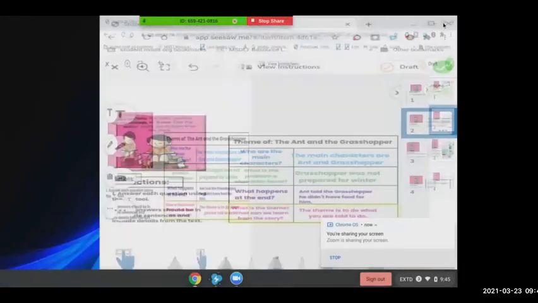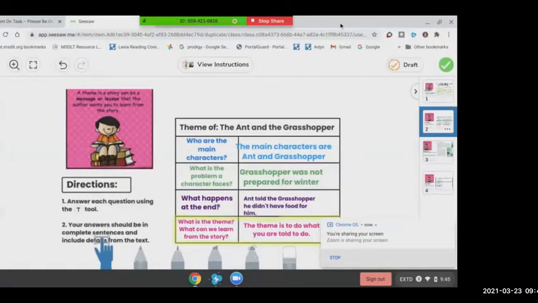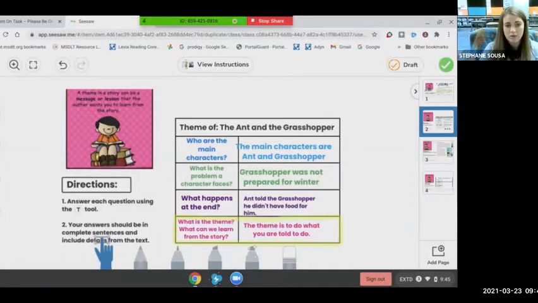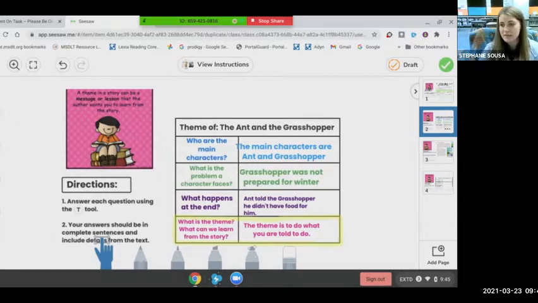I put the theme. The theme is to do what you are told to do. Perfect. Ant told Grasshopper, hey man, you need to get ready. You need to think about winter. Grasshopper did not, and then he had to learn the hard way. Good. So we need to do what we are told. We can learn that from the text as well.